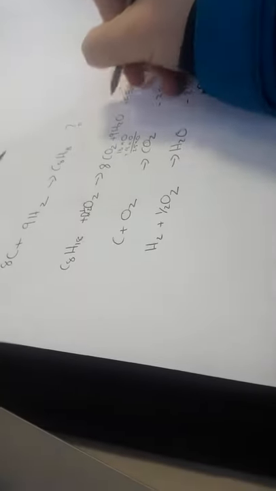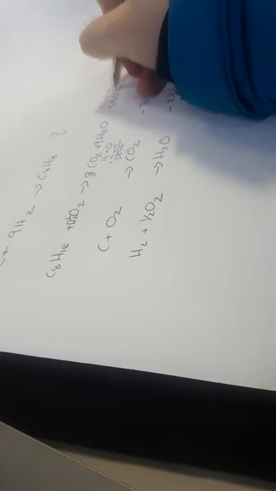CO2 then is C plus O2, and H2O is H2 plus a half O2. So now this is what I want to end up with at the end. So I'm just going to compare here what I have. So I look at this C8H18, and it's on the wrong side. So I need to reverse. Okay. Then I have 8C. Okay, this is the only place I can get the C. It's on my left-hand side in both equations. So I just have to multiply this by 8.